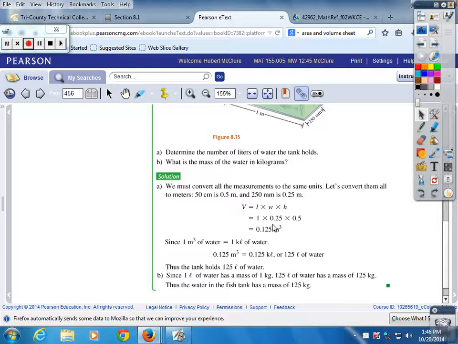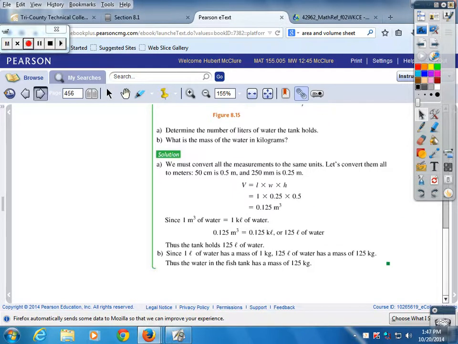Now, please don't put 1 times 0.25 and then call it centimeters cubed. All right, you changed everything into meters, so it would be meters cubed. All right, if you changed everything into centimeters, then it would be centimeters cubed. Just wanted to make that little note.